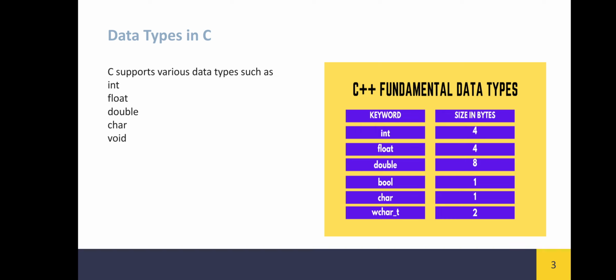Then void. Void represents the absence of a type. It is commonly used as the return type for functions that do not return a value, or for pointer types. In derived data types we have array, which represents a collection of the same data type. Then we have pointers, which represent a variable that stores the memory address of another variable.